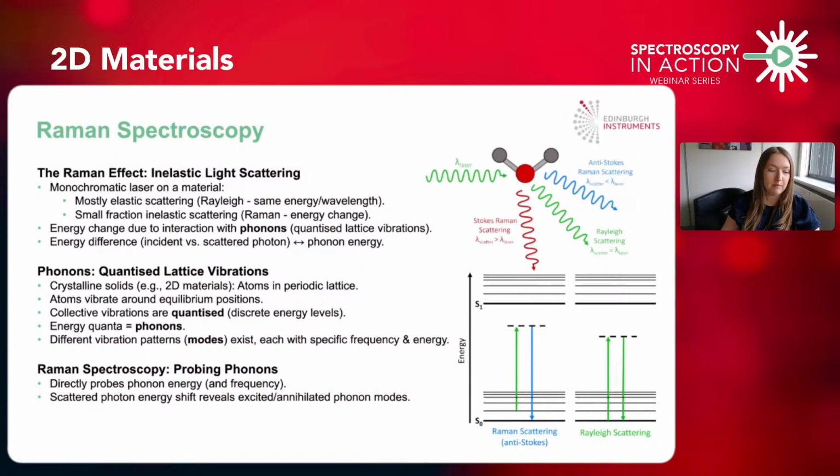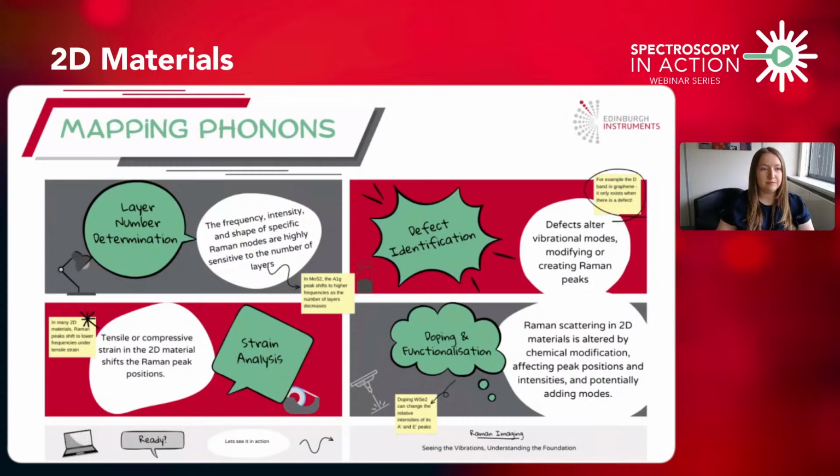So what does that actually mean for your 2D materials? We can think of Raman as mapping your phonons. So what will it tell you? We can quite rapidly determine the number of layers present, and this is because the frequency of the Raman band, its intensity, and even the shape of the bands that we see are very dependent on the number of layers in your Van der Waals material.